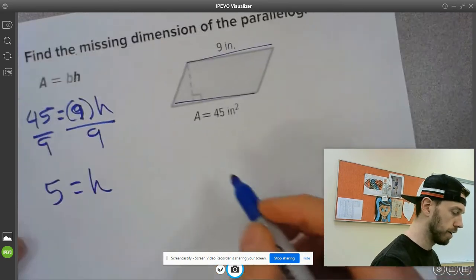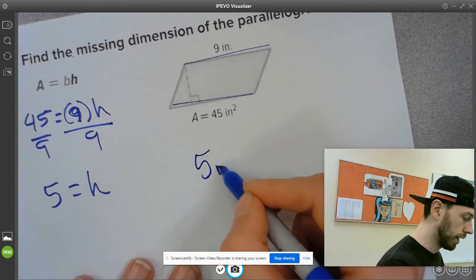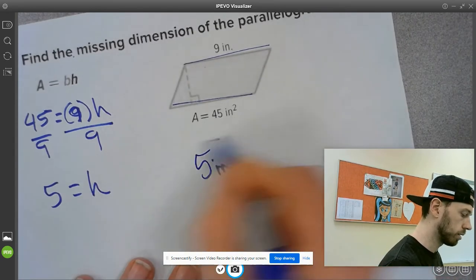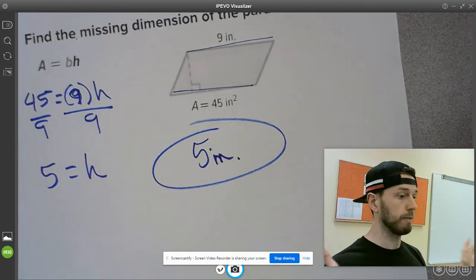The height in this is 5. So the answer to this problem, you would say the height is 5 inches. We wouldn't say squared because, remember, height is just one dimension. We just say it's 5 inches tall.